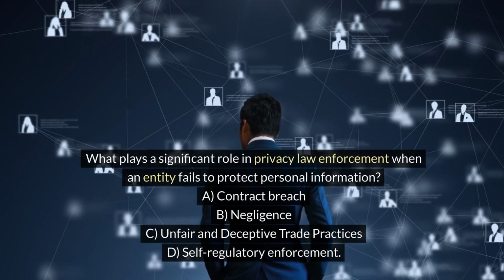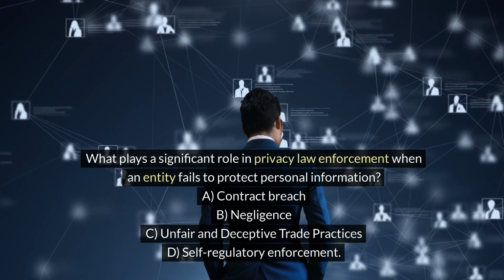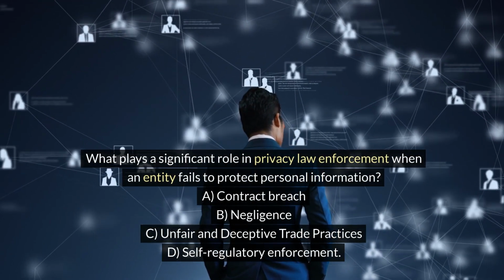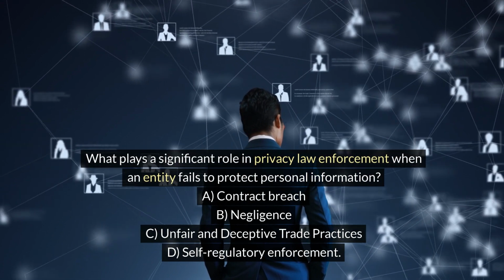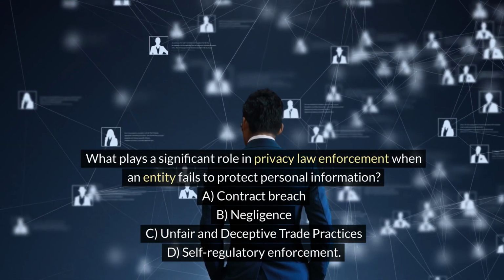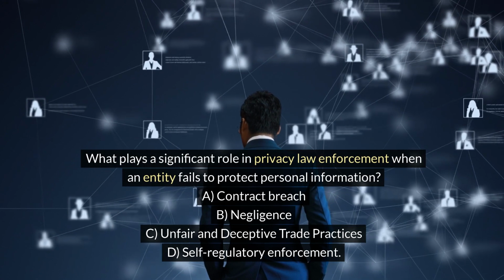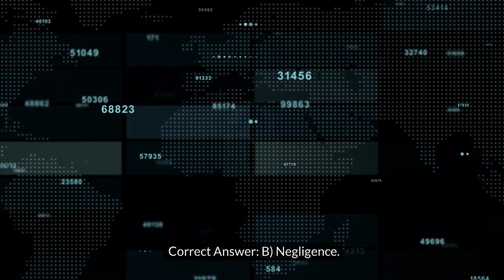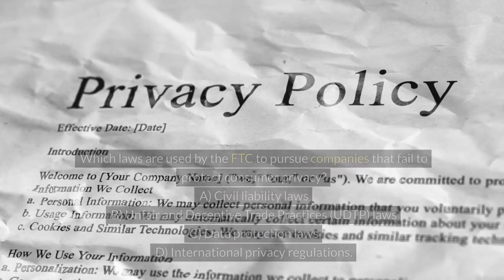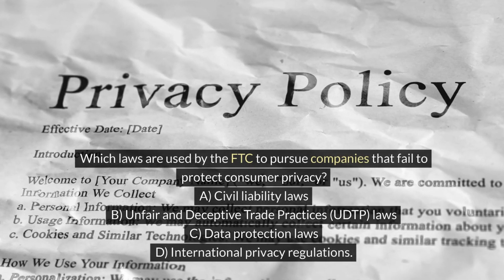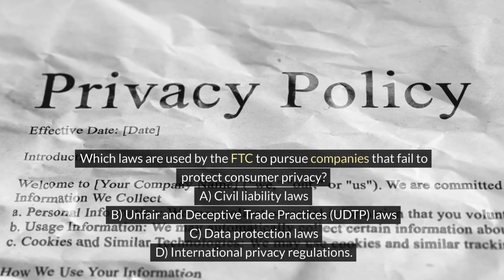What plays a significant role in privacy law enforcement when an entity fails to protect personal information? A. Contract breach. B. Negligence. C. Unfair and deceptive trade practices. D. Self-regulatory enforcement. Correct answer: B. Negligence.